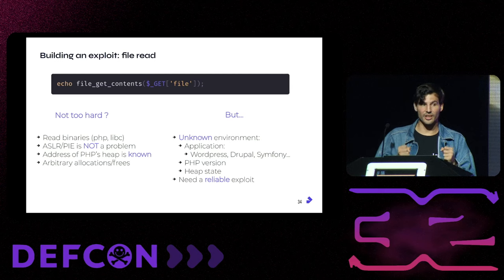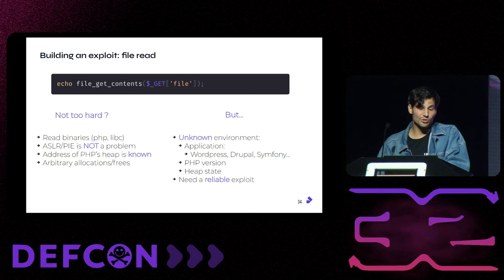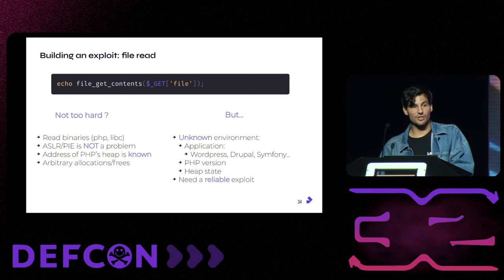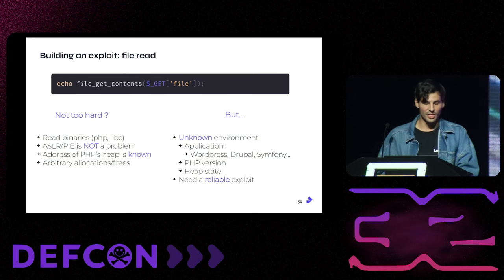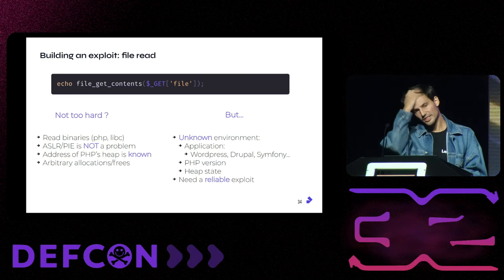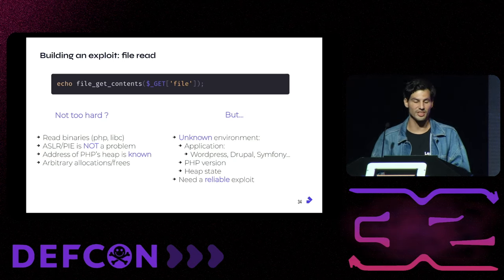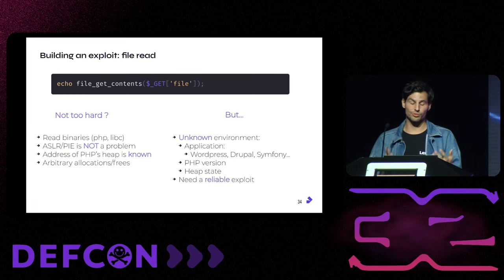In addition to this, ASLR and PIE are not a problem because I can just read /proc/self/maps. Any address that I want is going to be probably in /proc/self/maps. So ASLR and PIE, it's gone. A corollary to this is that the address of the PHP heap is really easy to find in /proc/self/maps. So I have the address of the PHP heap, which is going to be useful later. In addition to this, it feels like I can do arbitrary allocations and deallocations simply using the bucket brigade technology, so the way that the stream is represented. If I can create as many buckets as I want with the sizes that I want, I will probably be able to build an exploit that works.